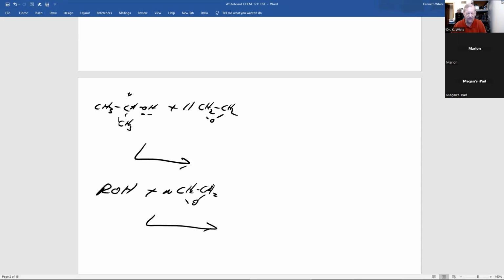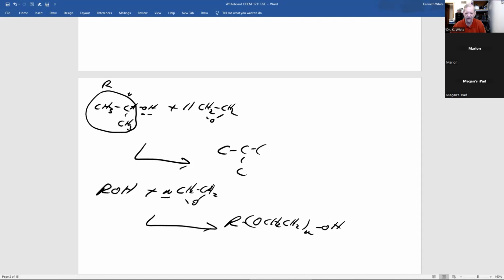And if you take an alcohol and react it with n moles of ethylene oxide, you form the following polyether alcohol. In this case, what's this? So I don't break carbon-carbon single bonds. That's my R group, bracket O, CH2, CH2. What's n? 11. And remember, the hydroxyl group, OH, is outside the bracket, and there are 4 bonds to carbon, so I can put in the rest of the hydrogens.